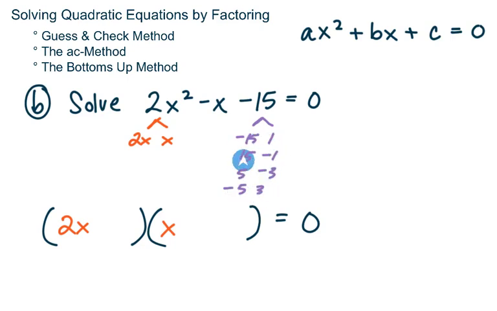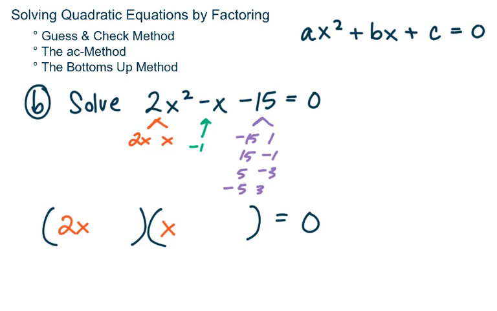choose which pair of factors for my constant term are going to give me an inner and an outer product that will sum to equal -1, right? We have -1 here in the middle. So I'm going to lean away from 15 and 1 because those aren't very close together. I think 5 and 3 give me a better shot.